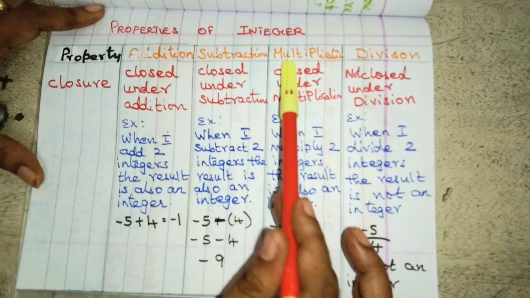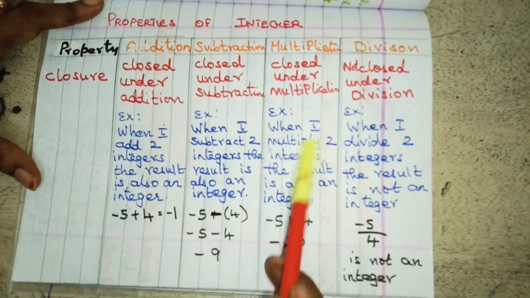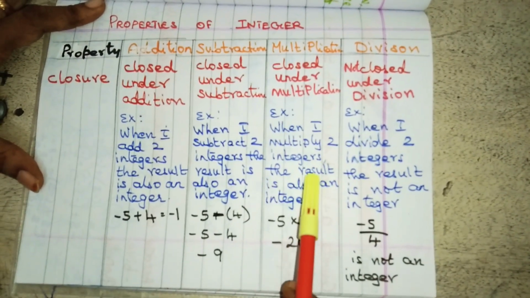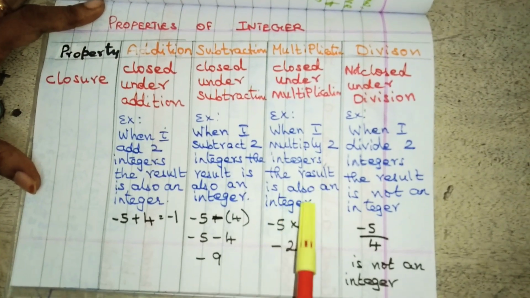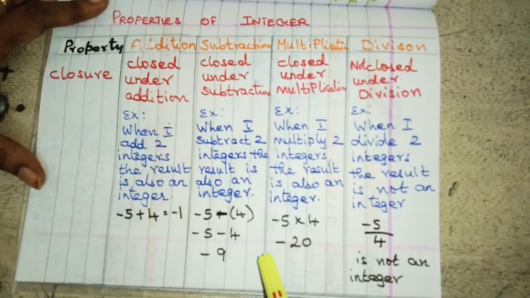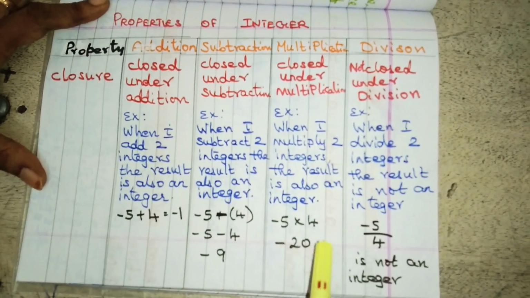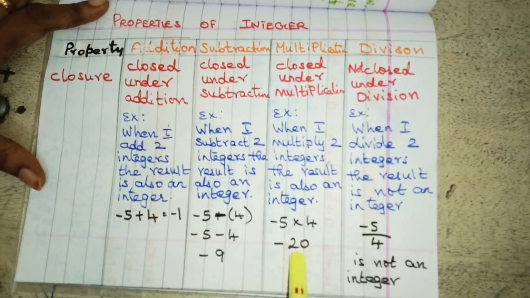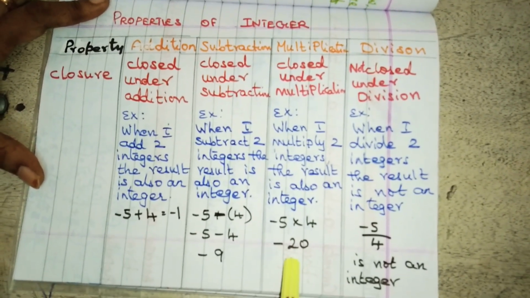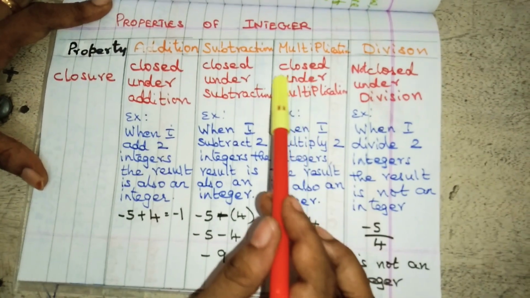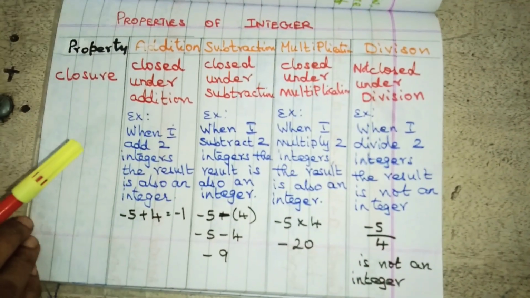Next, going on to the operation multiplication. When I multiply two integers, the result is also an integer. The same example, minus 5 into 4. So plus into minus is minus, 5 into 4 is 20. So minus 20 is again an integer. So it is closed under multiplication.